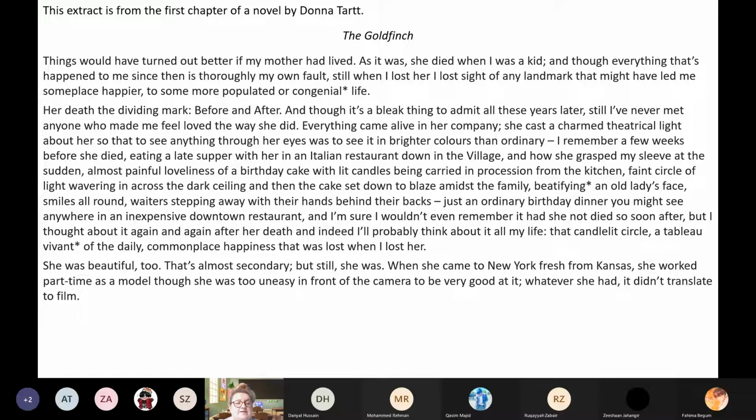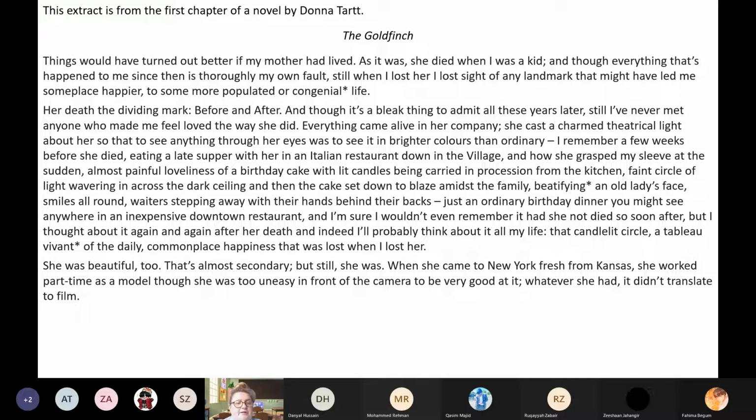Things would have turned out better if my mother had lived. As it was, she died when I was a kid. And though everything that's happened to me since then is thoroughly my own fault, still, when I lost her, I lost sight of any landmark that might have led me someplace happier, to some more populated or congenial life. Her death, the dividing mark before and after. And though it's a bleak thing to admit all these years later, still I've never met anyone who made me feel loved the way that she did.